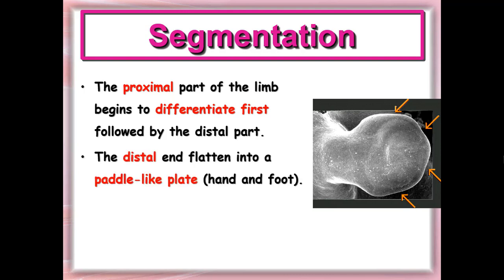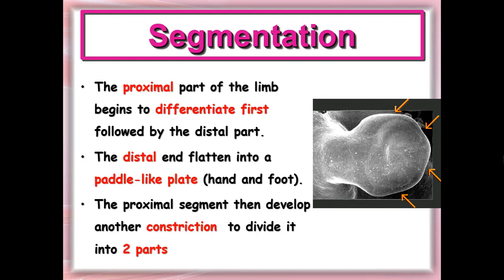The distal end of the limb flattens into a paddle-like plate and forms the hand plate or the foot plate. The proximal segment then develops another constriction and forms two parts. So the proximal segment, for example, in the upper limb will form the arm and forearm, and also the proximal segment of the lower limb bud will form the thigh and leg.